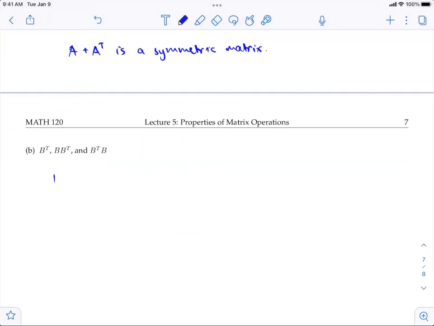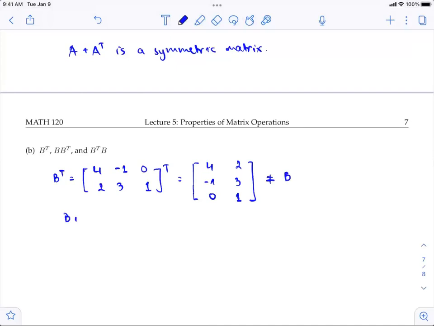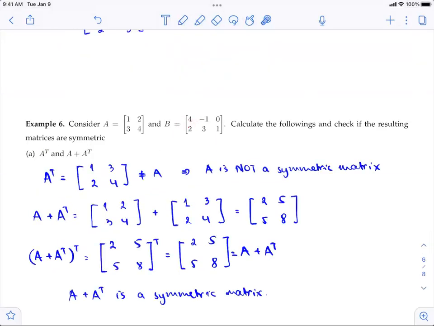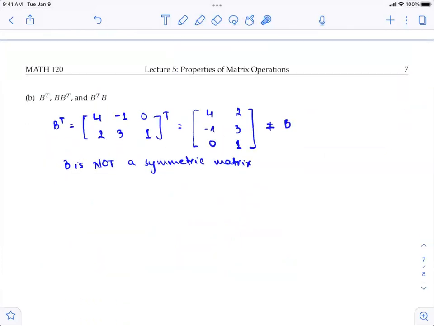All right, so the matrix B is 4, -1, 0, 2, 3, 1. You take the transpose of this and you get 4, -1, 0, 2, 3, 1. And of course, this is different from the matrix B. So you say that B is not a symmetric matrix. Right. So given this matrix B, you say that B transpose is different from B. So B is not a symmetric matrix.